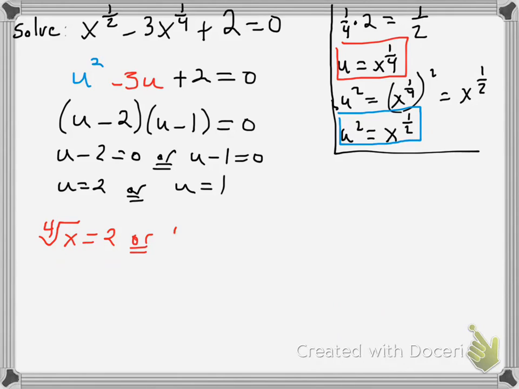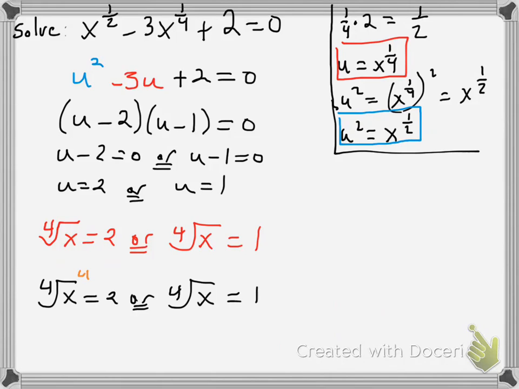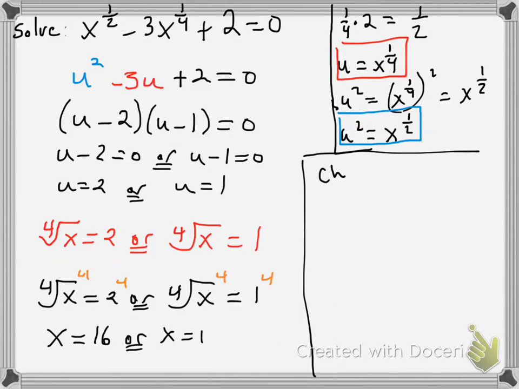Replacing the u with the x to the 1/4. X to the 1/4 is the same thing as 4th root of x. That's just the notation. What undoes the 4th root is the 4th power, so we'll take the 4th power of both sides. So x is equal to 16, or x is equal to 1.